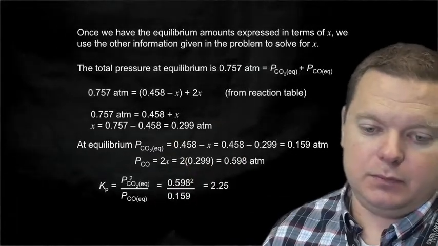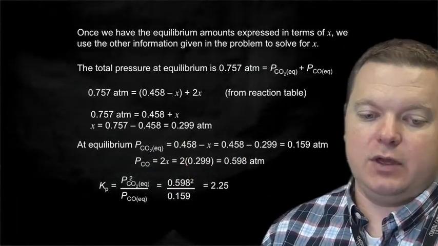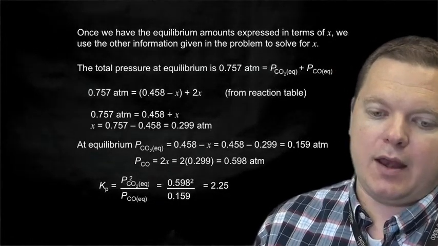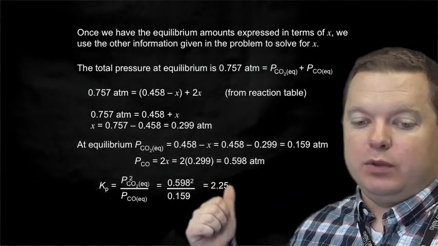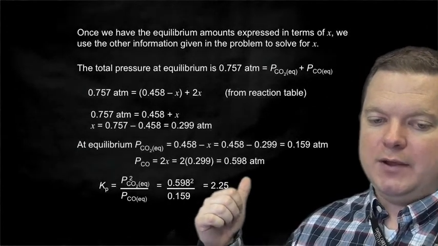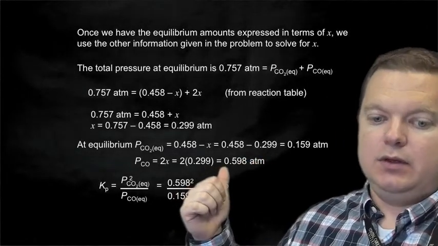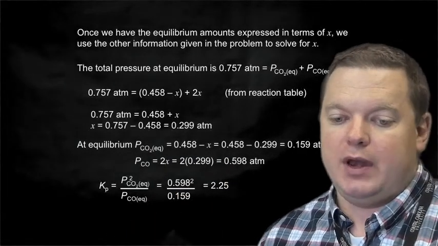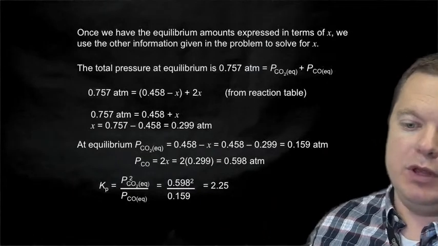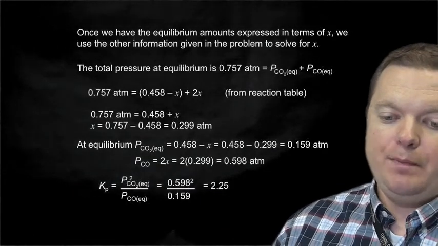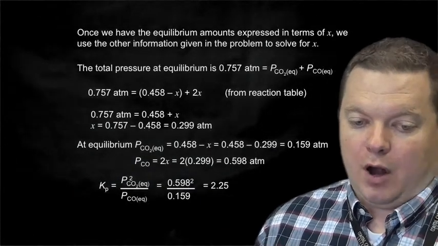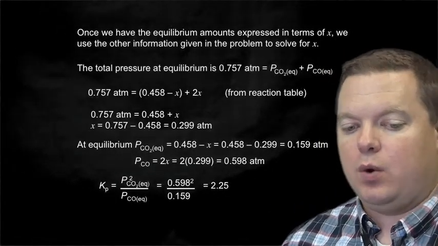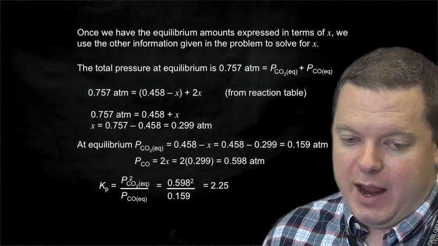So we're going to set this up from the table and solve for X, so that we see that this change is going to be equal to 0.299 atmospheres. Then at equilibrium, our pressure is going to be this 0.458 minus X, or 0.458 minus 0.299, to give us a pressure at equilibrium of carbon dioxide of 0.159. The carbon monoxide is going to be 2X, or 2 times 0.299, or 0.598 atmospheres.